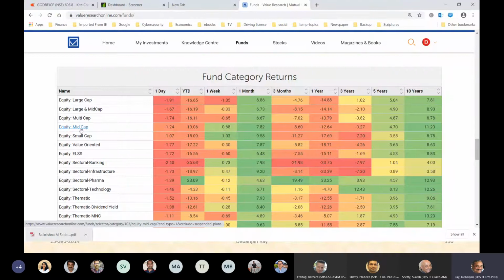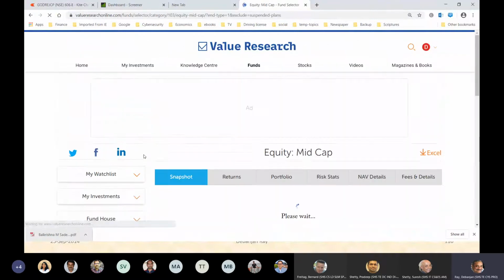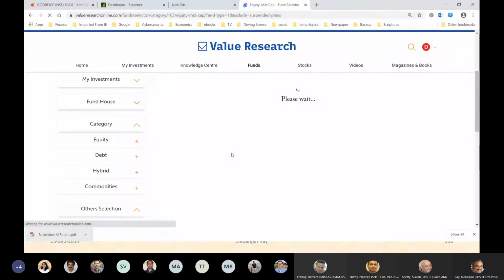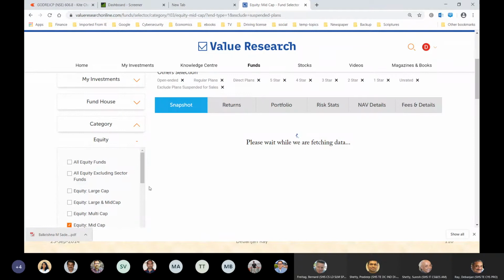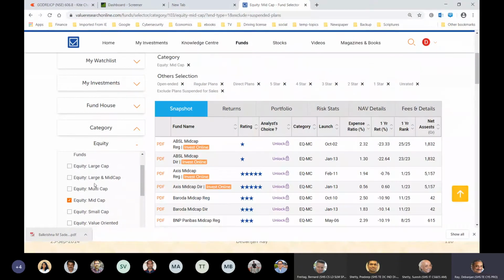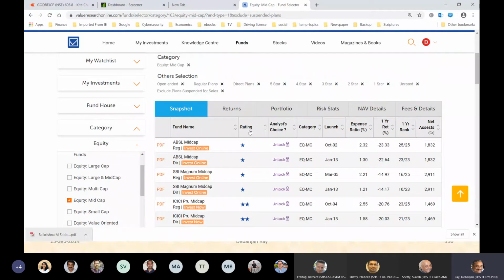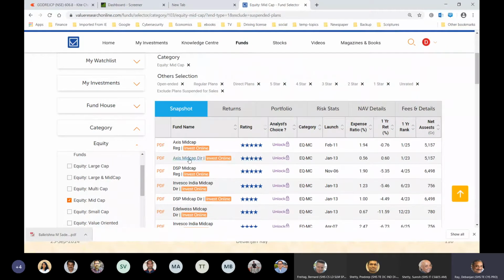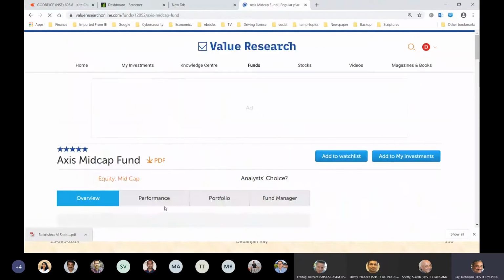Let me go to the mid cap. You can select from this, and there is some rating given by this company, and then you can sort it. I have sorted, and then Axis Mid Cap Fund, they have rated it as a 5 star. So let us look into that.